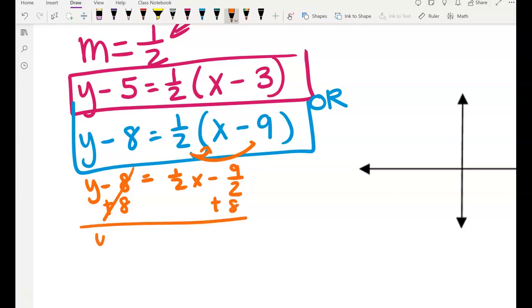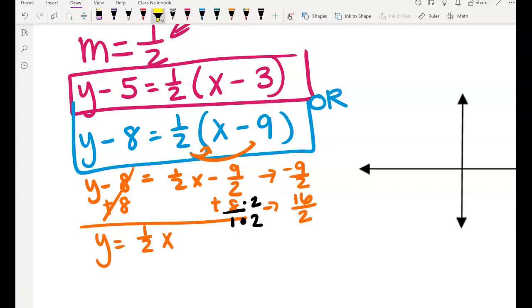So that's going to cancel. So y equals 1/2 x. Well, 8 students, we need to have a common denominator. So that's going to be 8/1. The common denominator is 2. So we are going to multiply top and bottom by 2. This will give us, on the top, we don't need to do anything. So that's still going to be -9/2. On the bottom is now 16, because 8 times 2 is 16/2.